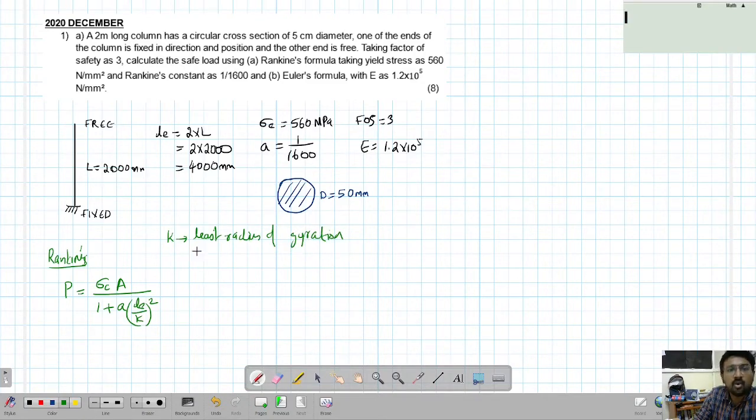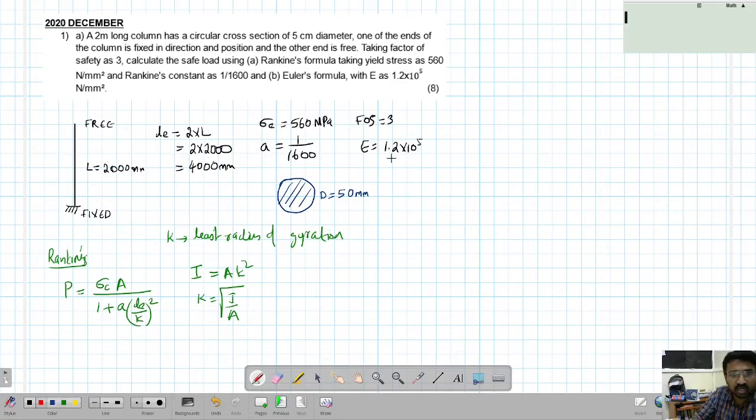Now how do you find k square? We have I equal to A k square, so k equal to under root I by A. In this, sigma c is given, A can be calculated, L effective is calculated here, and k we have to calculate. Now you have to calculate I and A.